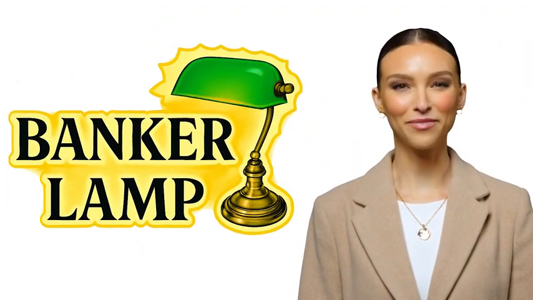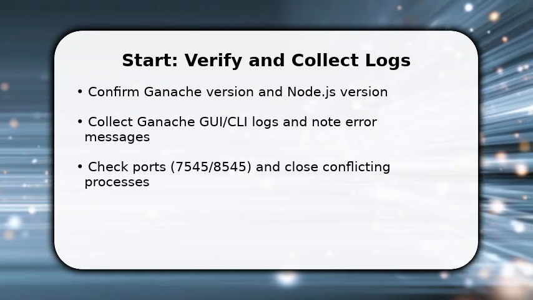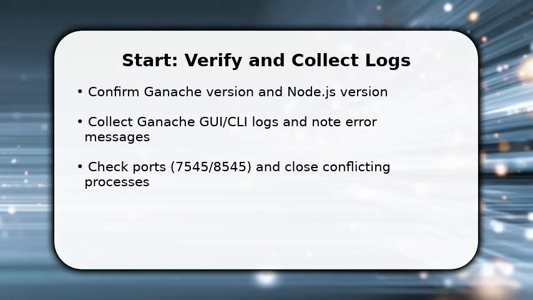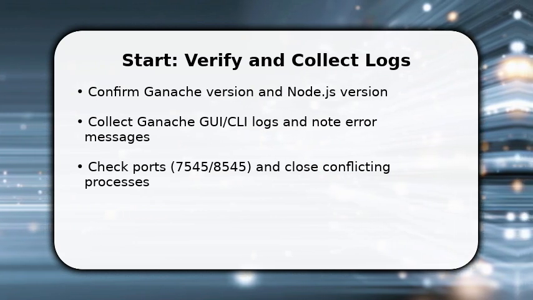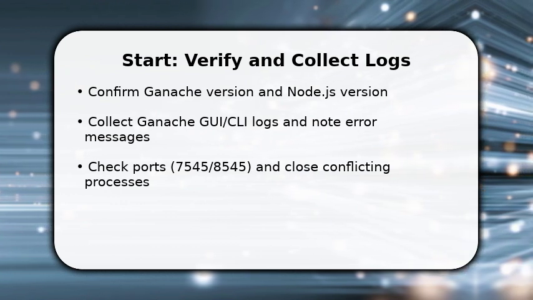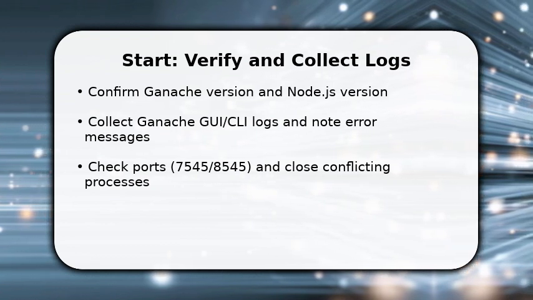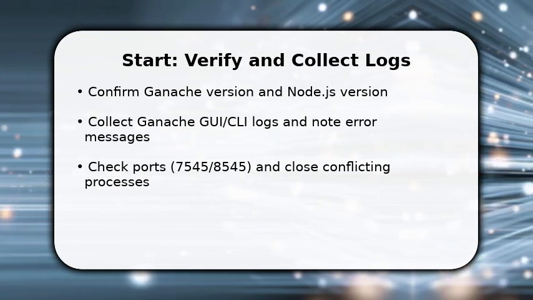Please enjoy the video. You begin by verifying versions because mismatched Node or Ganache releases cause subtle failures. Once done, open the GUI or run Ganache CLI and capture logs, save error lines and timestamps. Make sure to check network ports 7545 and 8545 and kill any process bound to them.